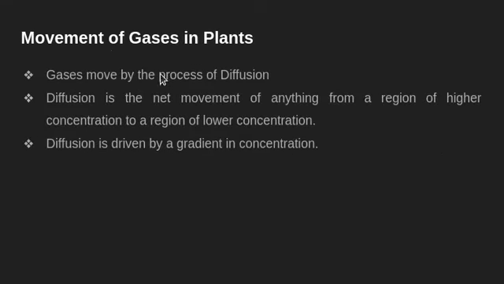Then let's talk about the movement of gases in plants, right? This is quite simple because we know that plant leaves have stomata, which are the openings that allow gaseous exchange, right? So gases move by the process of diffusion, where diffusion is the net movement of anything from a region of high concentration to a region of lower concentration, right? And this is driven by what? By a gradient in the concentration, right?